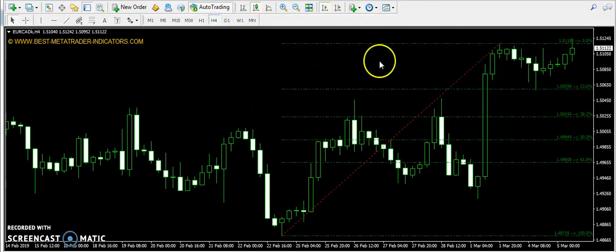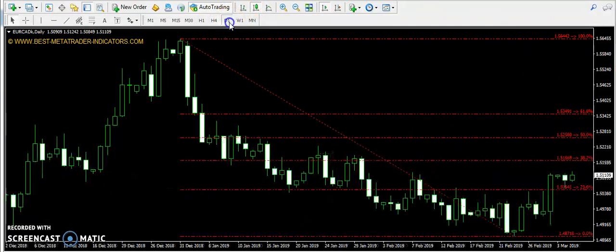And if we look at the 4 hour chart, it is straight up, and it has also tested the Fibonacci 0% level, which is 1.51180. So guys, on both charts I'm getting bearish signs. If we go to the daily chart, you can see that the market has broken the 23.6 Fibonacci level.